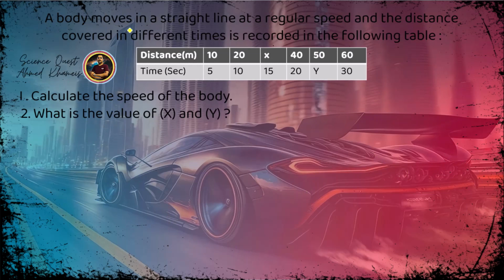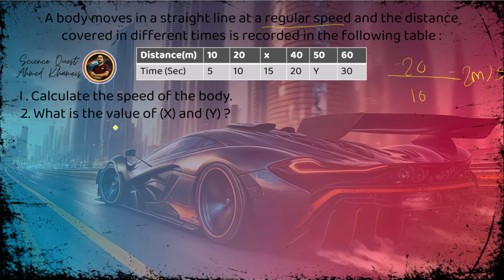A body moves in a straight line at a regular speed. So regular speed means equal distances at equal periods of time. Calculate the speed of the body. So we can take any distance divided by the time. So 20 meters per 10 seconds equals 2 meters per second.